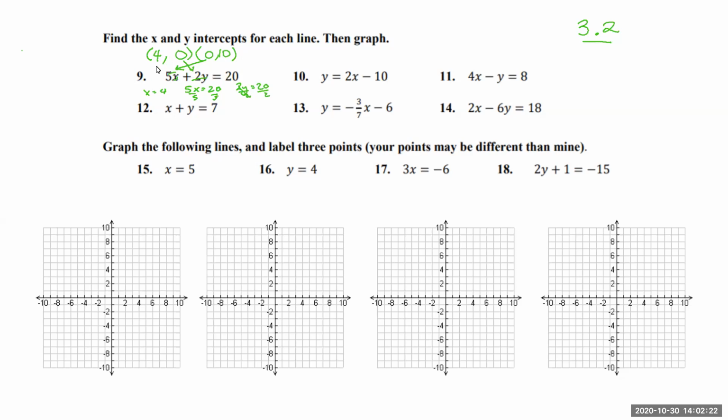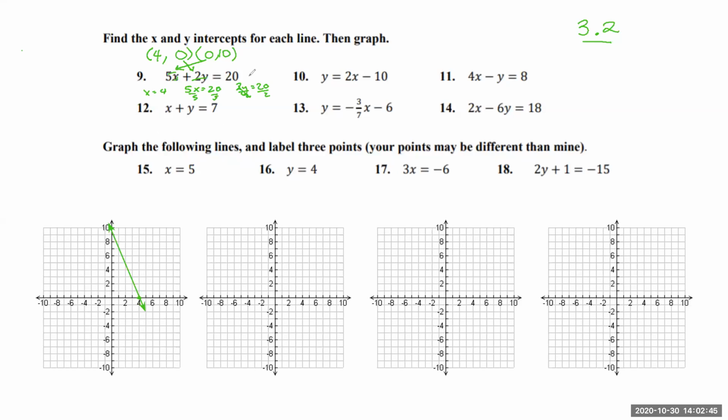Then to graph these, we just have to plot the points. Starting with 4, 0, we go over 4, and don't go up any. Then 0, 10 is just 0, and then up 10. Then you just put a line through it, like so. And there's your line.